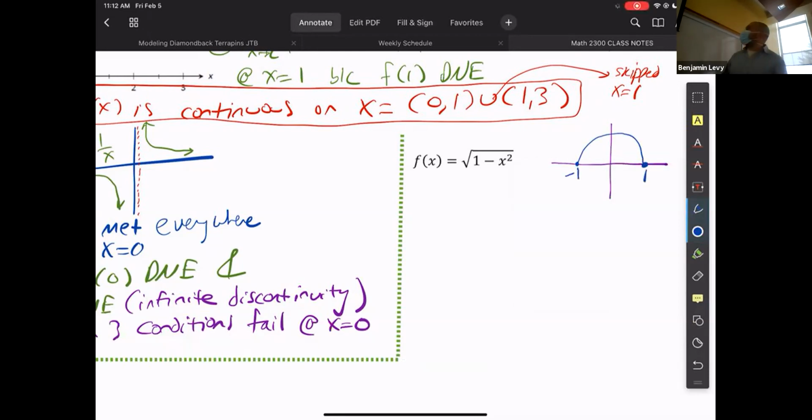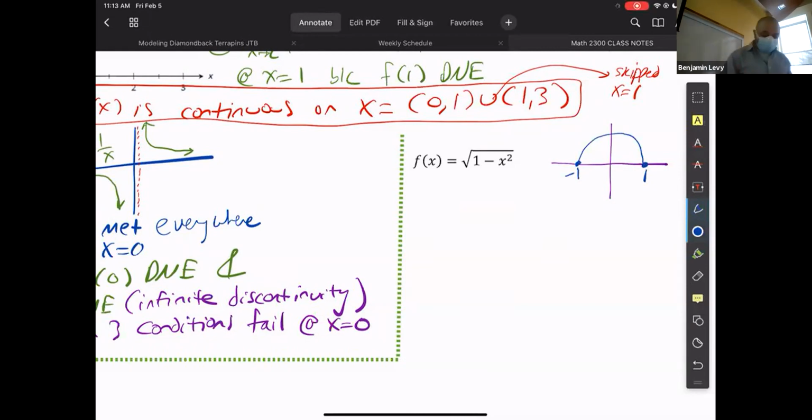Right, if you plug numbers bigger than 1 in there, then you do 1 minus them, and it becomes a negative inside a square root. And so it's only defined between -1 and 1. So that's how you could draw a picture of a half circle. And if you did plus or minus that, that would complete the circle. Anyway, we're talking about continuity though.